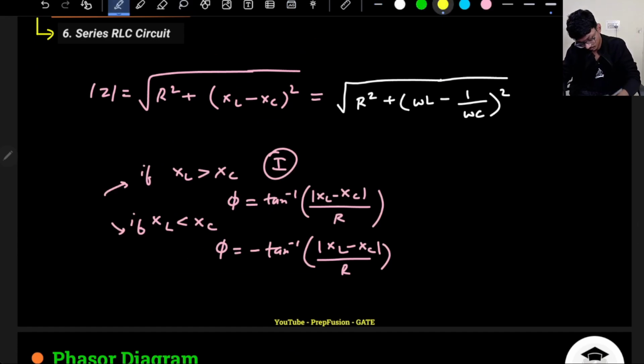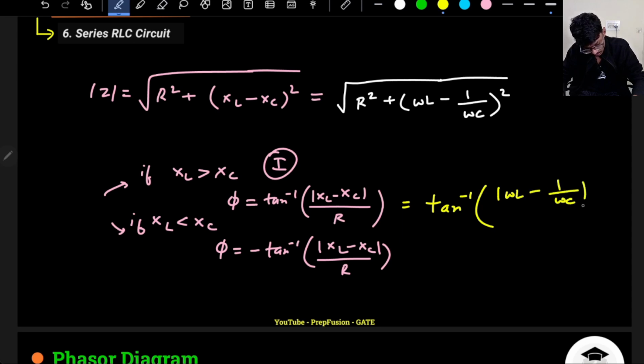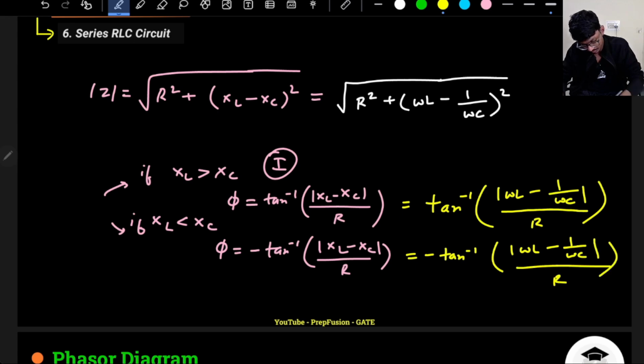So here, first one will be, this can be rewritten as tan inverse of magnitude of omega L minus 1 by omega C divided by R. Okay, or this will be equals to minus of tan inverse of magnitude of omega L minus 1 by omega C by R. Okay, so this is also another form to represent. So you will have three cases.